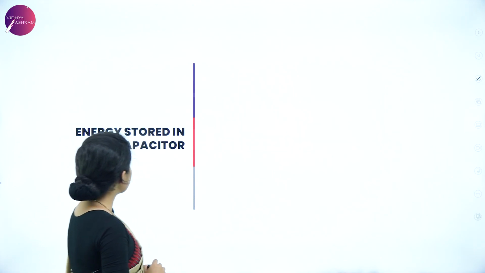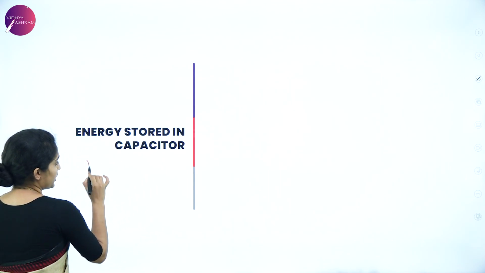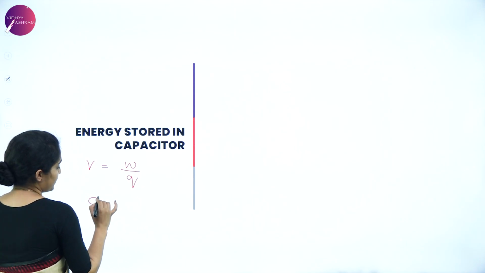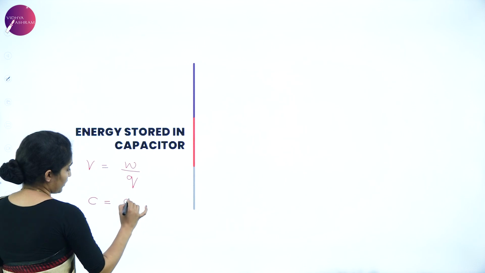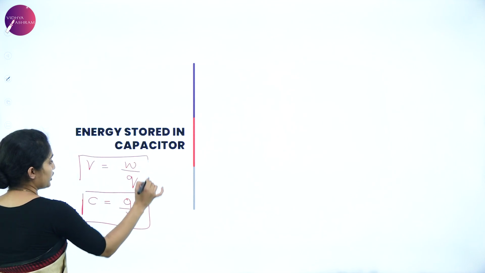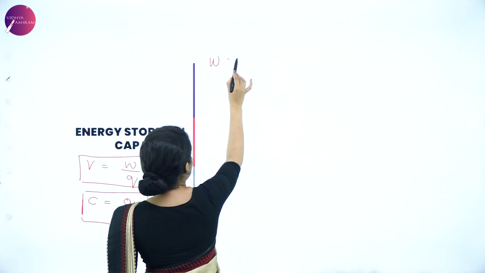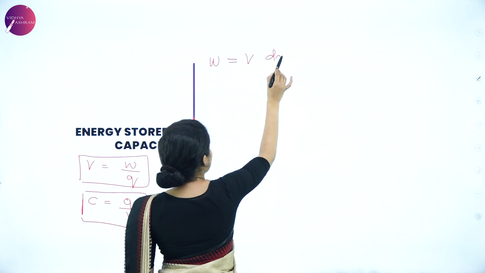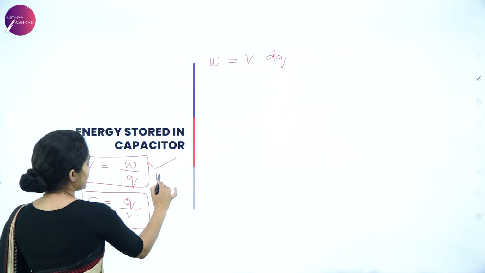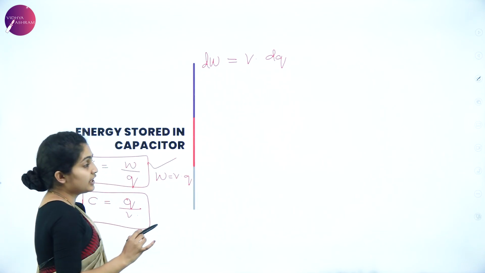Next you have energy stored in a capacitor. In order to derive this, we need to know that potential is the work done in bringing a unit positive charge, and that capacitance is given by Q by V. If you know these two concepts, you can easily derive the energy stored in a capacitor. We know that work done is equal to potential into dq. So work done is V into Q, and for a small change in work done, it is dW equal to V into dq.